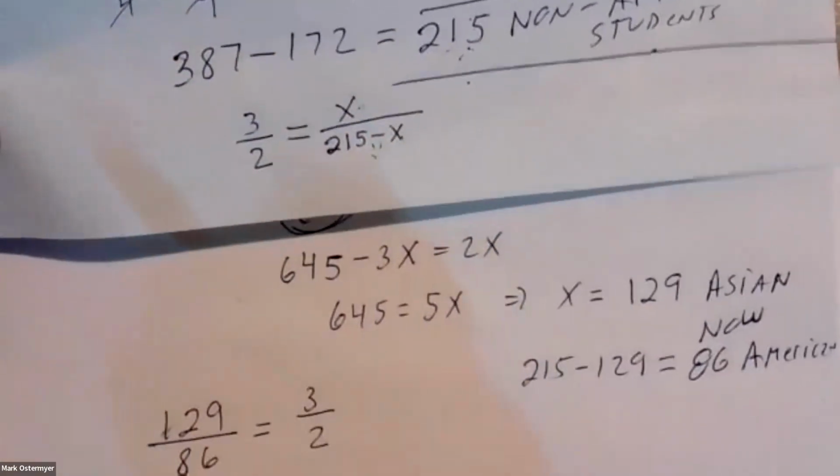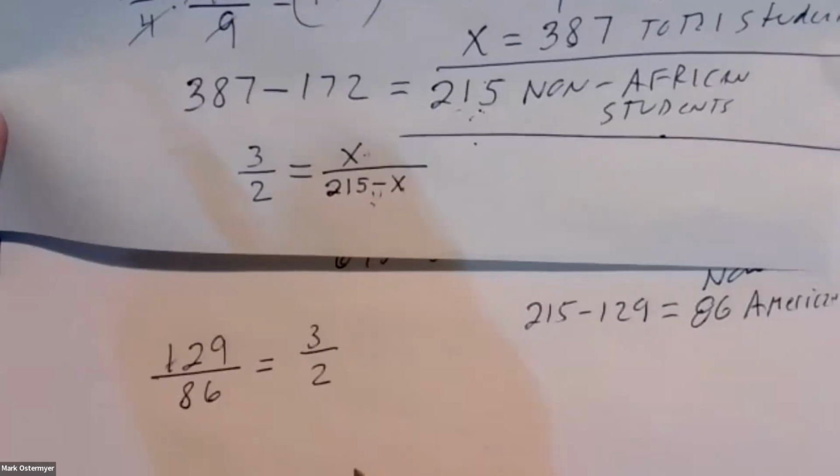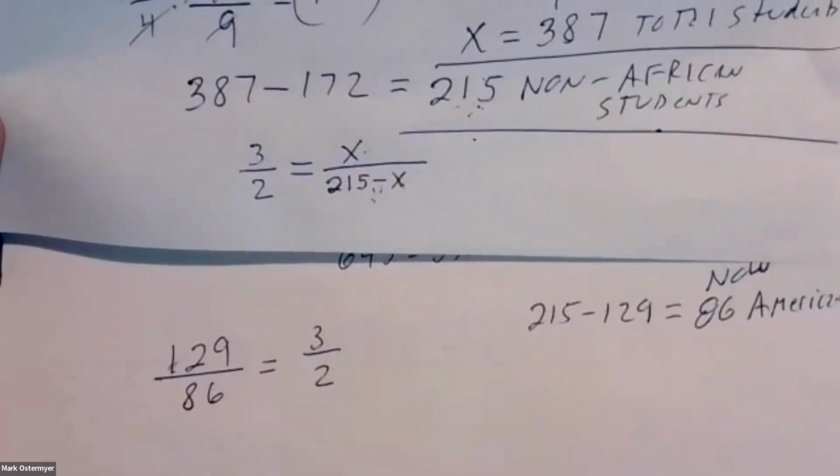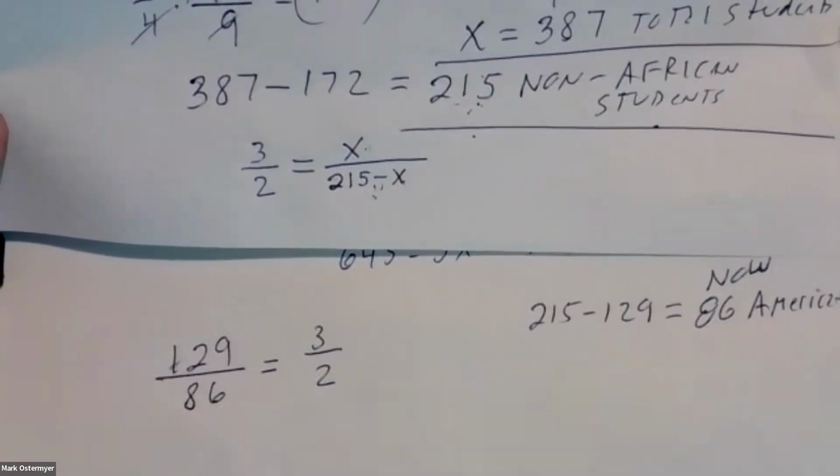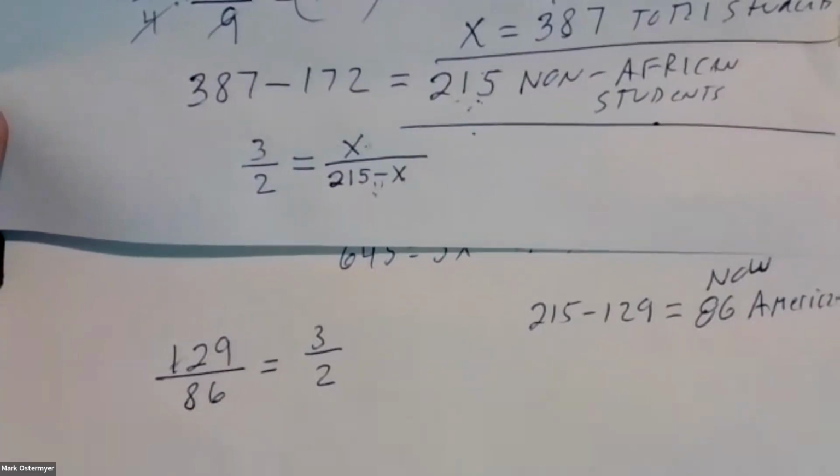But that's a ratio of 3-to-2. Do you agree? We don't want a ratio of 3-to-2. We want a ratio of 2-to-1, don't we? Yes. Wait a minute here. So what are they asking here now? It says, how many more Asian students would we need to have a 2-to-1 ratio?